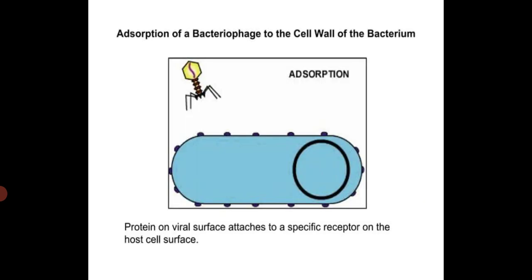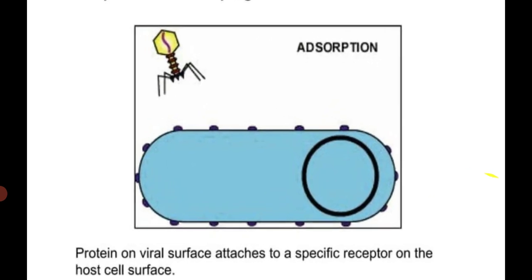So let's start the lytic cycle. The lytic cycle starts with absorption. Absorption is the first step in the lytic cycle, where the bacteriophage comes in contact with a susceptible host by random collision.